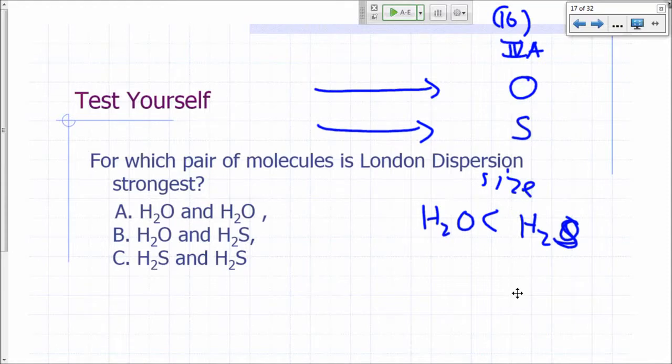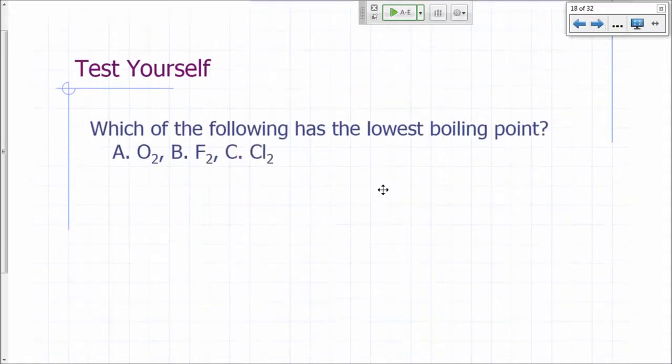The reason for that is there's another source of attractive forces, another reason why water molecules attract each other, and that's called hydrogen bonding interaction. We'll deal with that in just a short while. But based on London dispersion forces alone, you would think H2S molecules would have stronger attractions for each other than water molecules, but that's not the case. But if I'm only asking for London dispersion forces, then the answer would be H2S. Overall, though, it turns out water molecules have stronger attractions between them than H2S molecules.